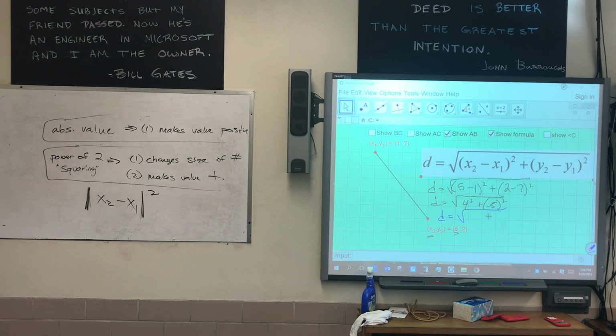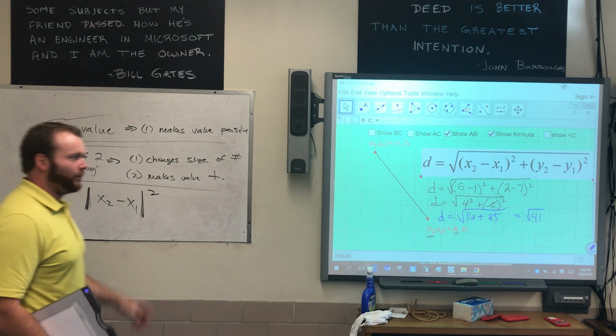What is 4 squared? 16. What's negative 5 squared? 25. 16 plus 25? 41. Okay, that's kind of disconcerting. So 41, okay, 41. Now 41 is a prime number, so this thing does not simplify. Okay, we'll leave it as 41.